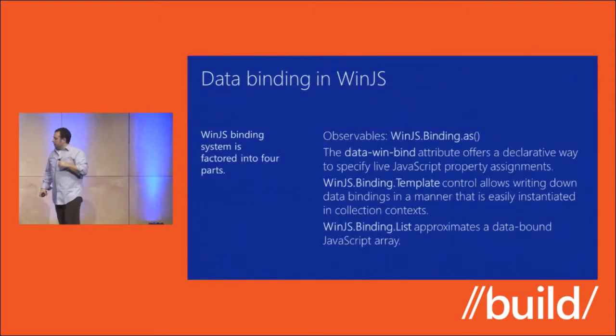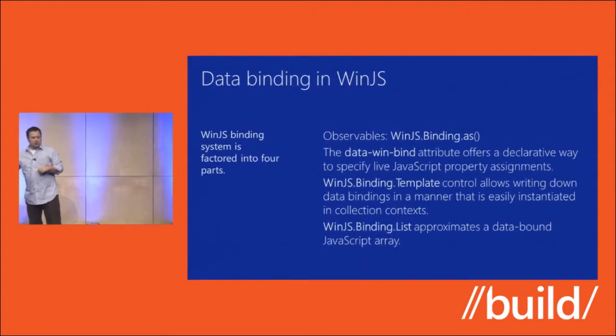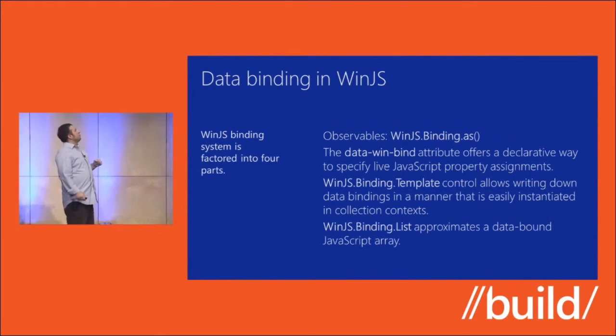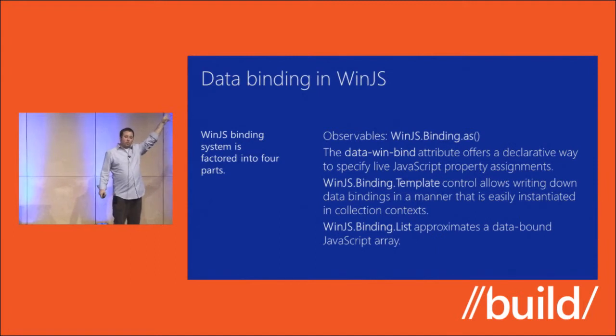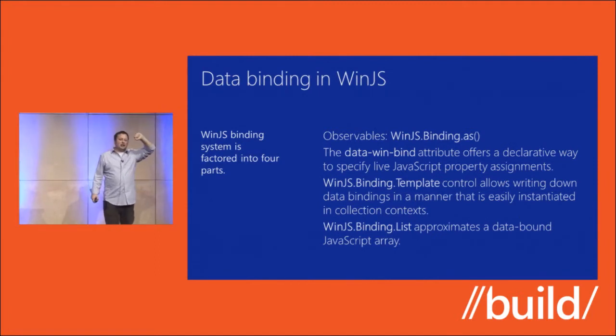Sorry, I lost my place for a second. So, data binding in WinJS. We talked about two of these four parts of data binding in WinJS in that last slide. One of those things is observable. These are the proxy objects that we use WinJS.Binding.as to get access to.